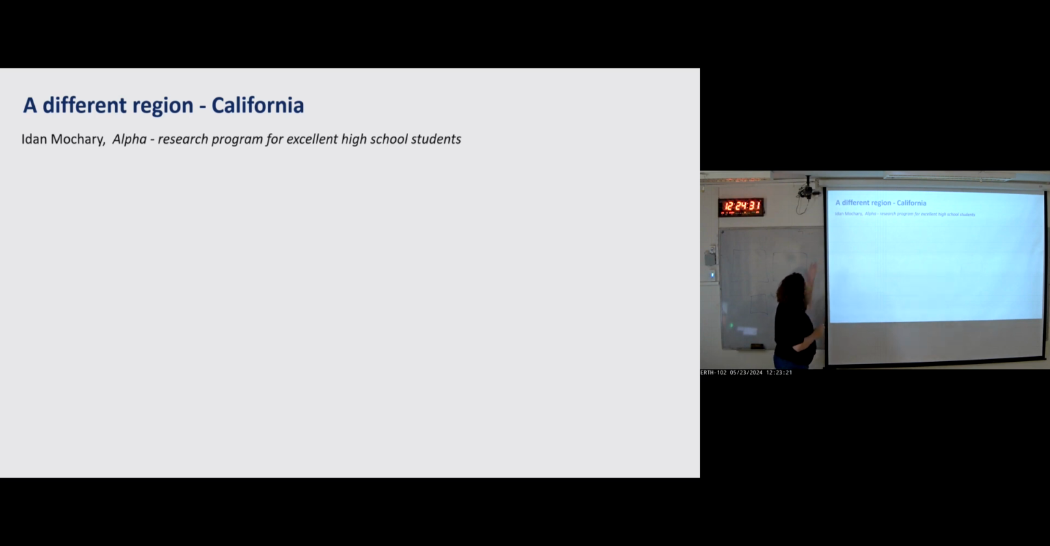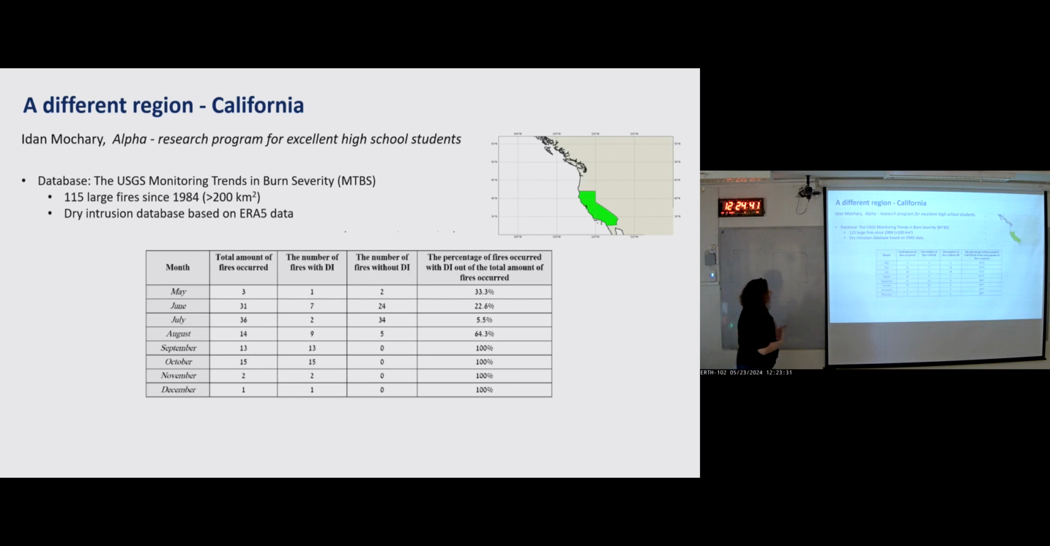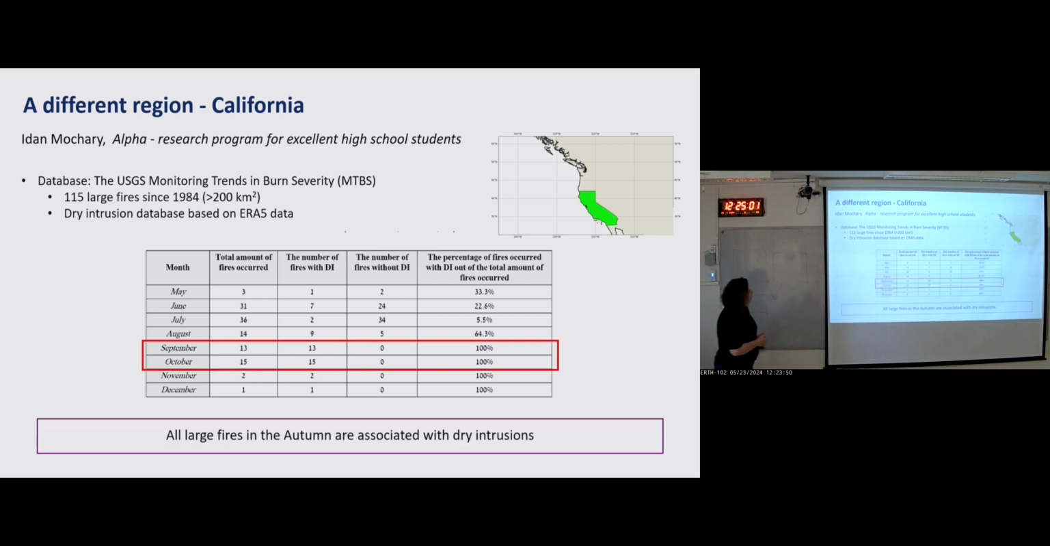So we started off with Idan, a high school student who came to do a summer project from the Alpha projects, and she was absolutely wonderful. What she did is take a fire database, extract only the fires in California, and compare that to the DI database that we have. She did a very simple statistical comparison. At first we thought maybe this is too complicated and there's nothing there. But when we started looking at the numbers, split by month, we see that in the autumn, for the percentages, we're talking about 13 and 15 really extensive fires. These are the largest fires that you could find in the database. All of them have dry intrusions. They all coincide with really large dry intrusions.